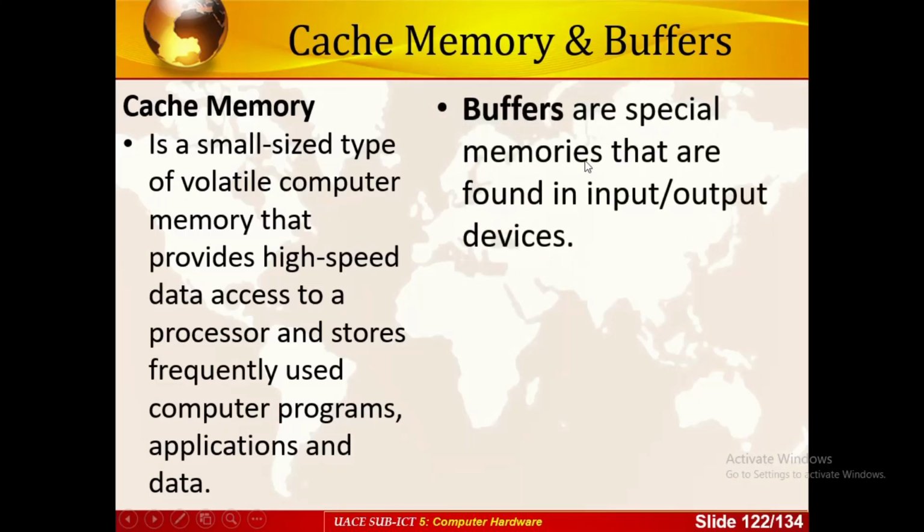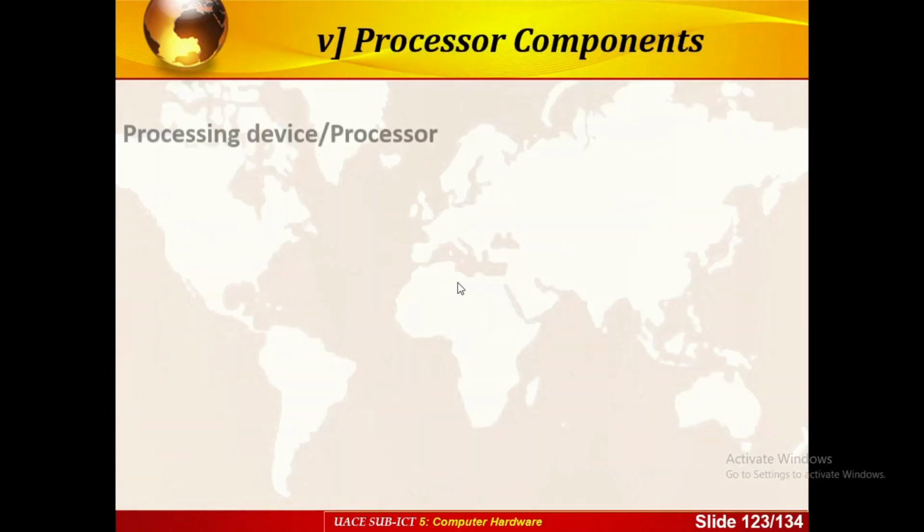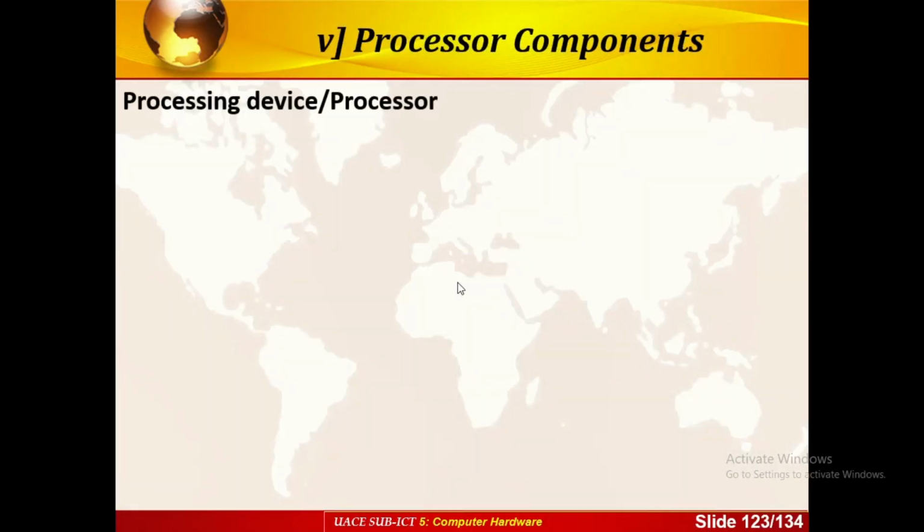Then buffers. They are special memory found in input and output devices. For example, printers have buffers where they can store massive documents sent by the CPU for printing. The information you find in the computer after you order it is what's called buffers. You can keep data for some time.